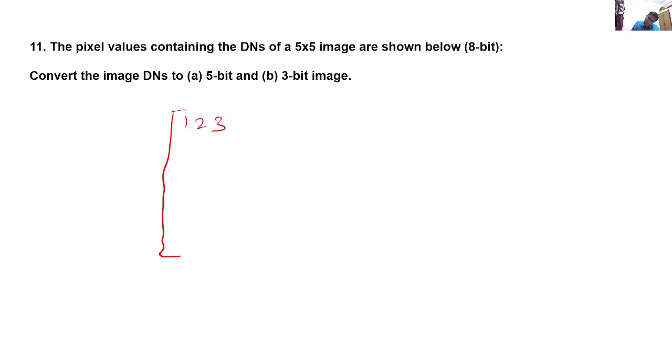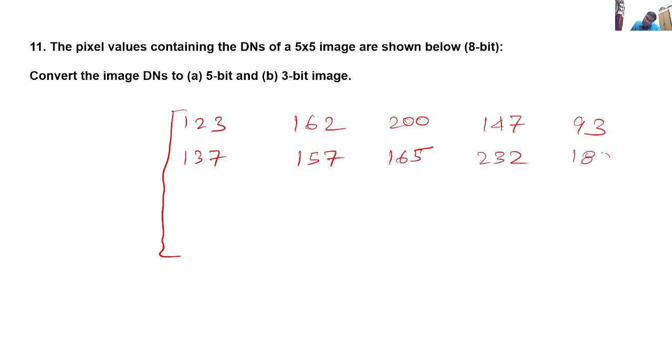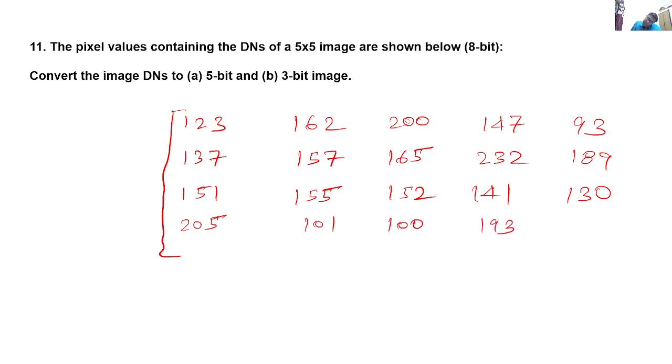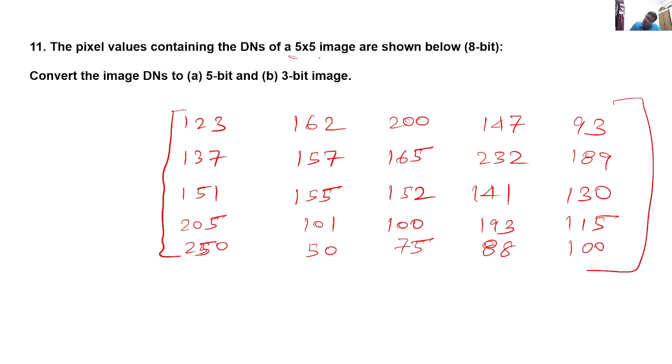The DNs are 123, 162, 200, 147, 93, 137, 157, 165, 232, 189, 151, 155, 152, 141, 130, 205, 101, 100, 193, 115, 250, 50, 75, 88, 100. So this is that 5 by 5 image in 8-bit resolution.